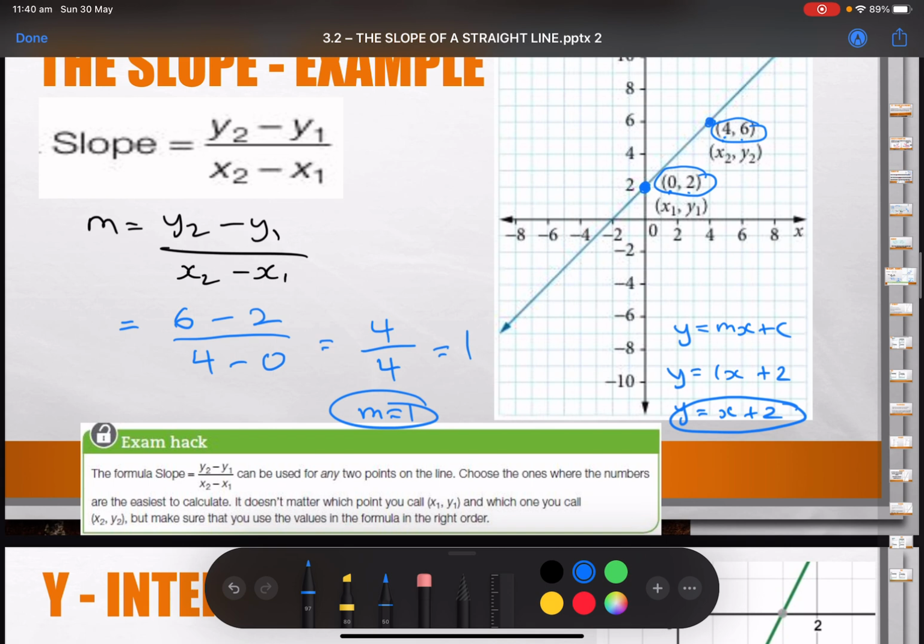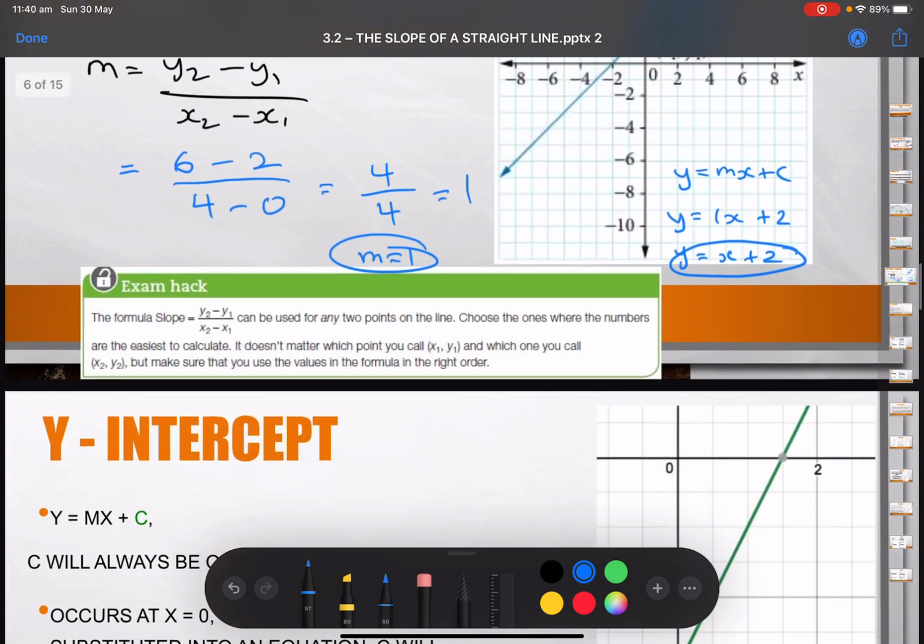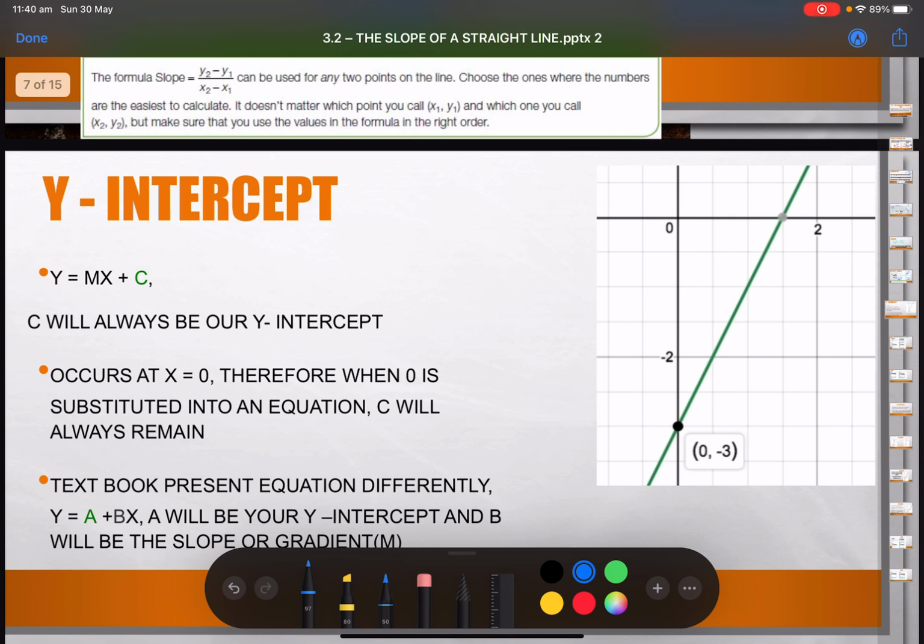Alright, remembering though, in terms of coordinates, I know that I labelled this one x1, y1, and this one x2, y2, but if I did it the opposite, like I said, an equation of a straight line is y equals mx plus c. So c is always going to be our y-intercept. M, the number that's in front of the x, is always going to be our gradient. So if we look at this graph here, I've been given this coordinate, which is 0, 3, and I can find an equation on my graph.